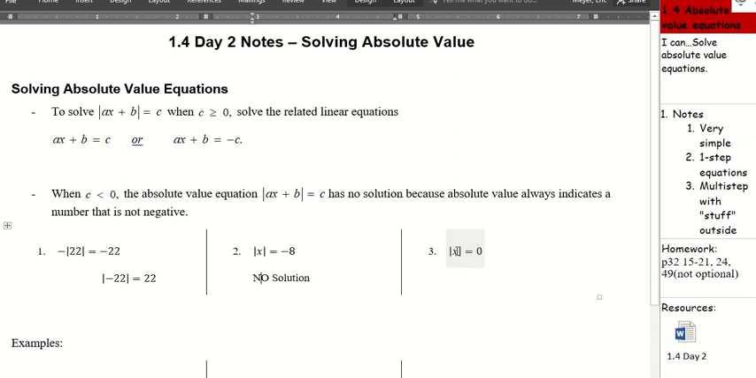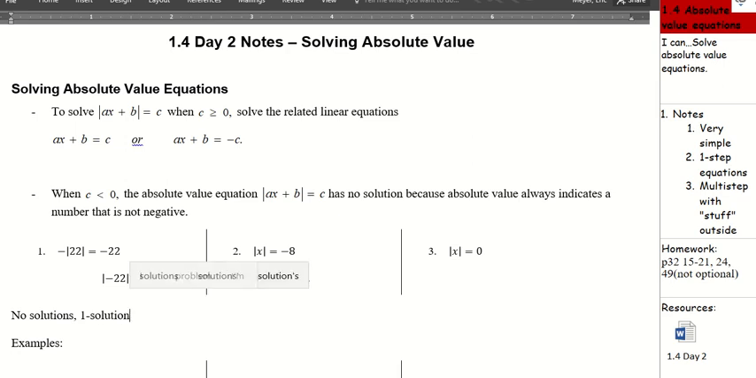Over here we have the absolute value of x equals 0. What could x possibly be for this one? You might have to look at it and think a bit, but really the only thing that can go there is 0. So in today's work, we are going to have either no solutions, one solution, which would be 0, or two solutions. Those are our only options: no solution, one solution, or two solutions.